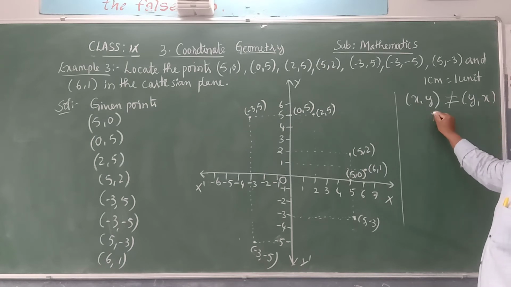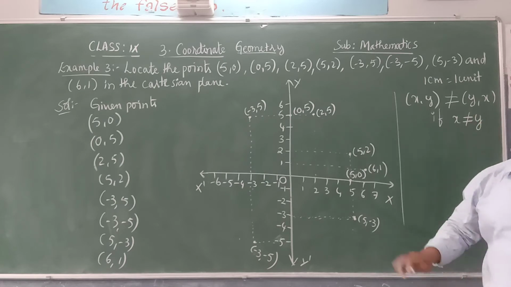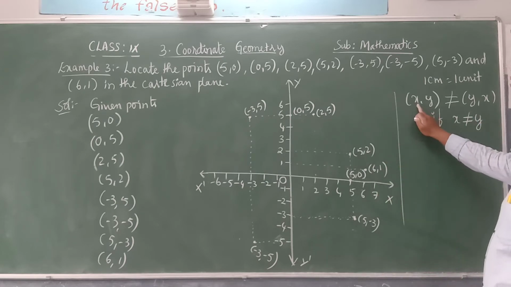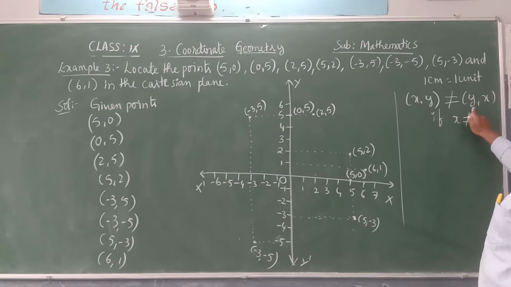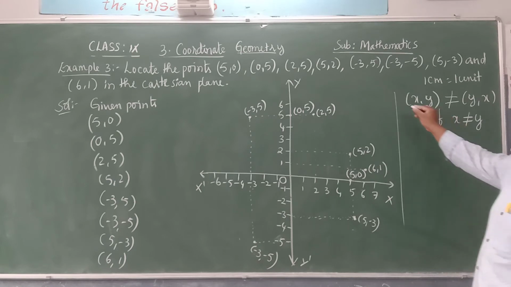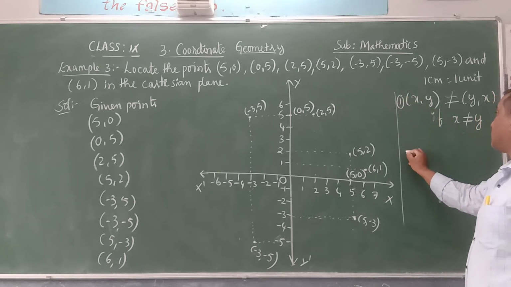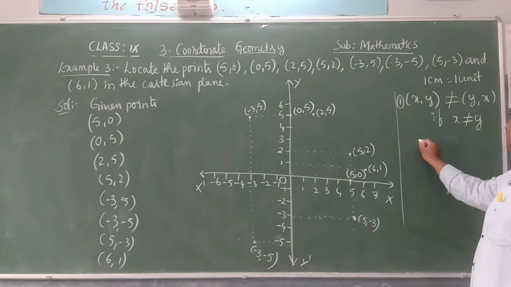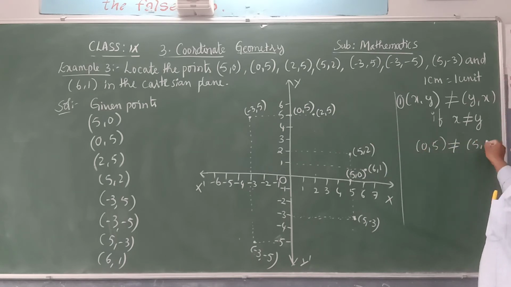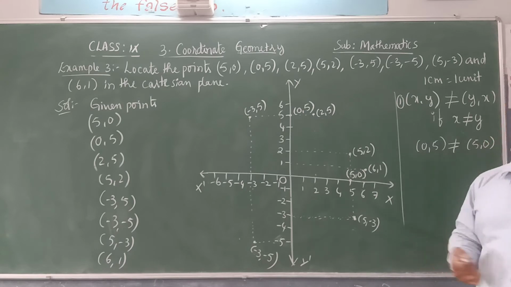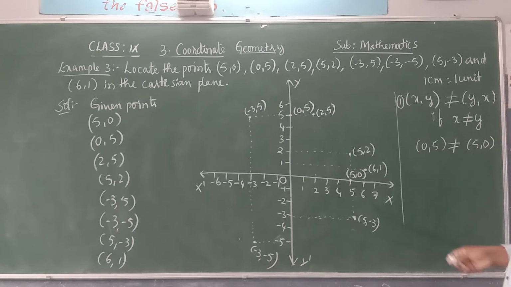If x is not equal to y, that is, here the abscissa is x and here the abscissa is y, if they are not equal, then (x, y) is not equal to (y, x). This is one conclusion. That is, we can say 0 comma 5 is not equal to 5 comma 0. They are not representing the same point in the Cartesian plane.